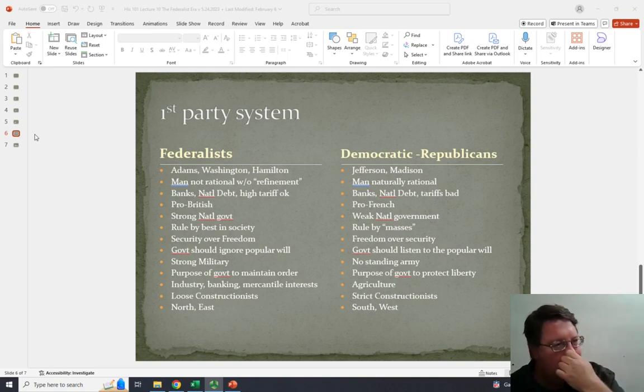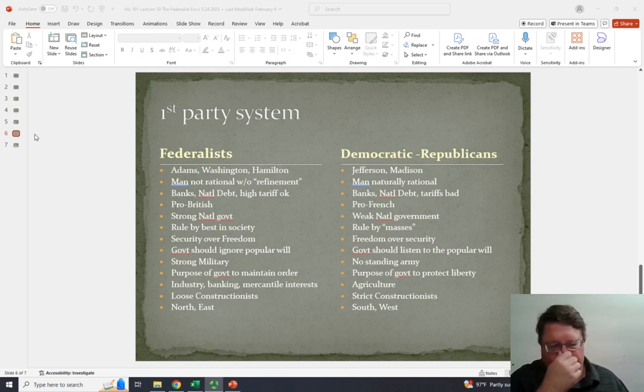Like modern day Democrats, the modern day Democrat Party would be loose constructionists. Democrats read the U.S. Constitution and read all kinds of things into it. Republicans tend to be strict constructionists. If it doesn't say it, you can't do it. So that's another example of a flip. Modern day Democrats want to talk like they would like the Democratic Republican Party. You wouldn't. It would be almost the exact opposite of what you think.